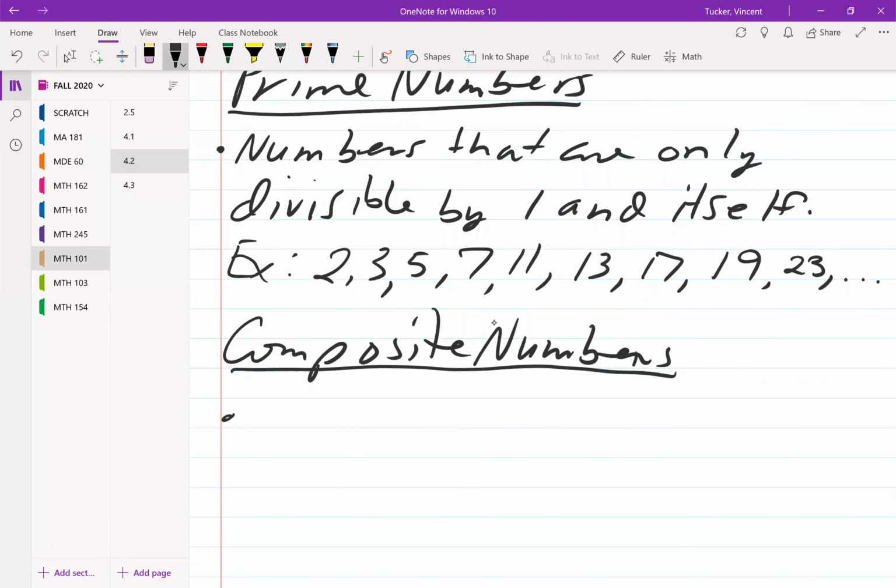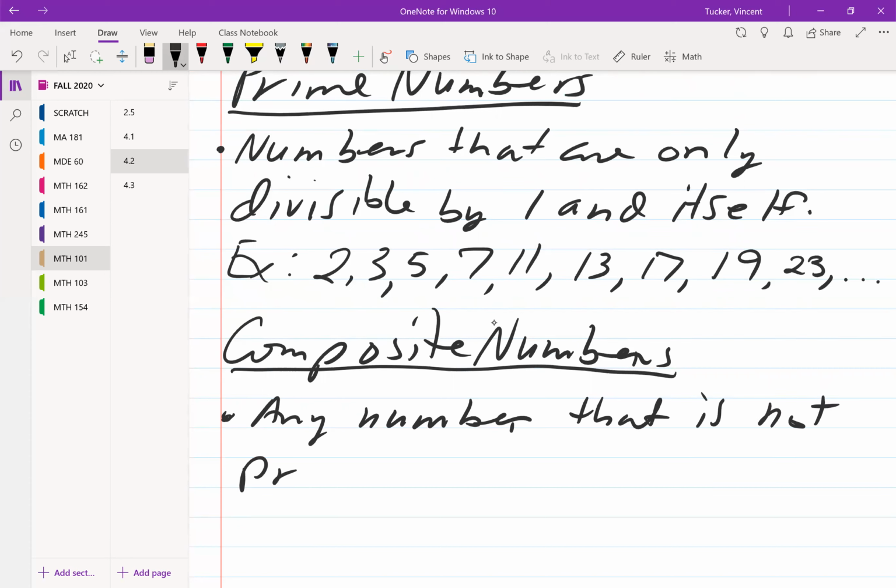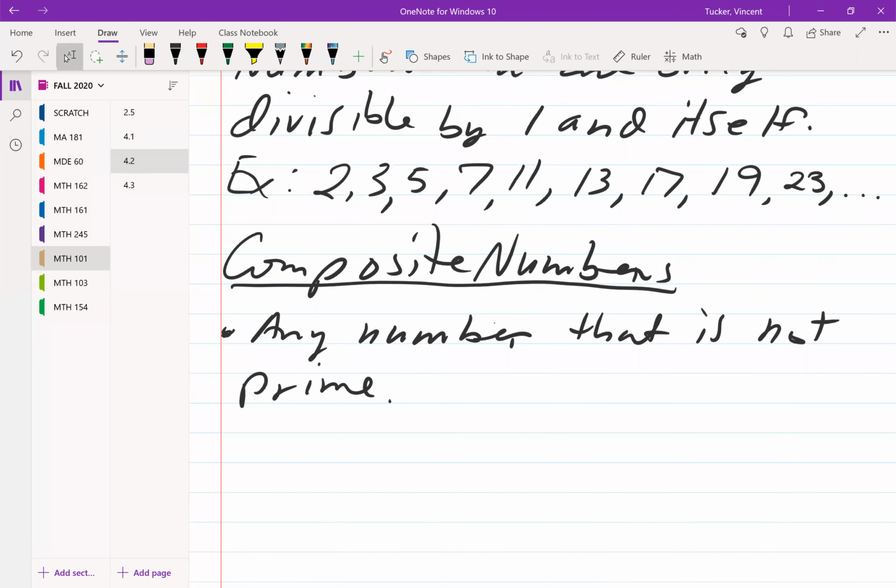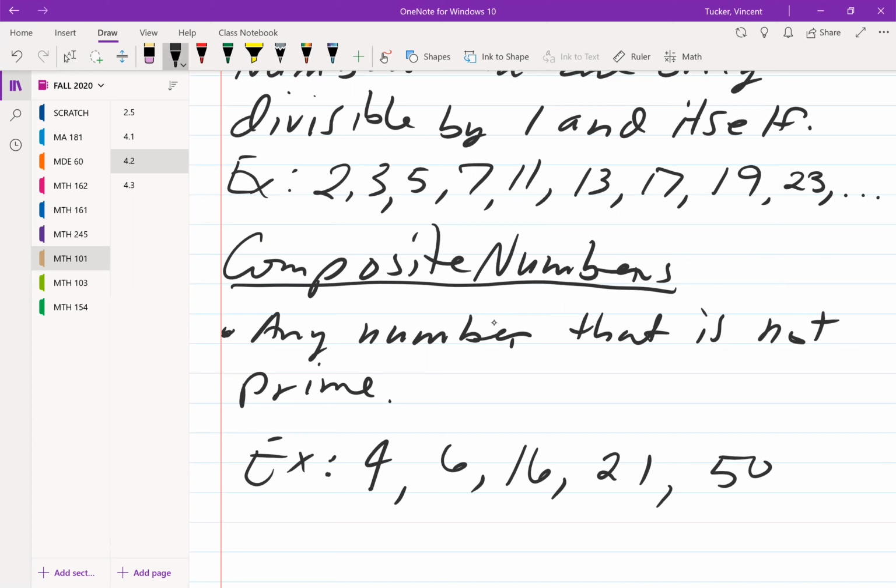Composite numbers is any number that is not prime. So if you can divide anything into your number evenly, then it's not prime. Any even number is composite because 2 can divide into it evenly. 21 can be divided by 3 or 7, and so on. So any number that's not prime is considered composite.